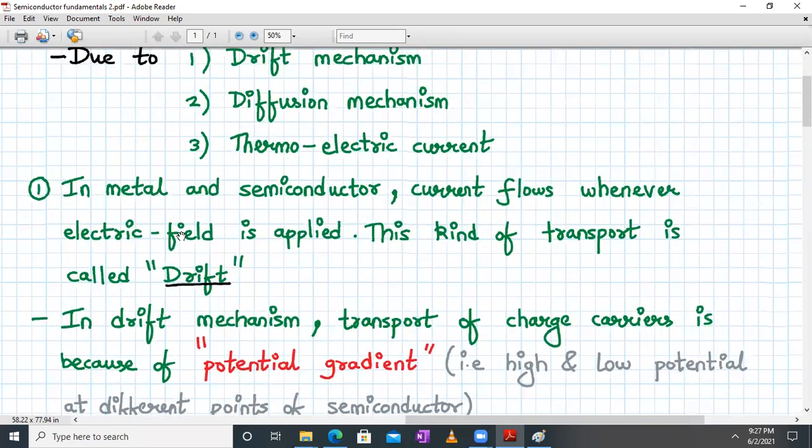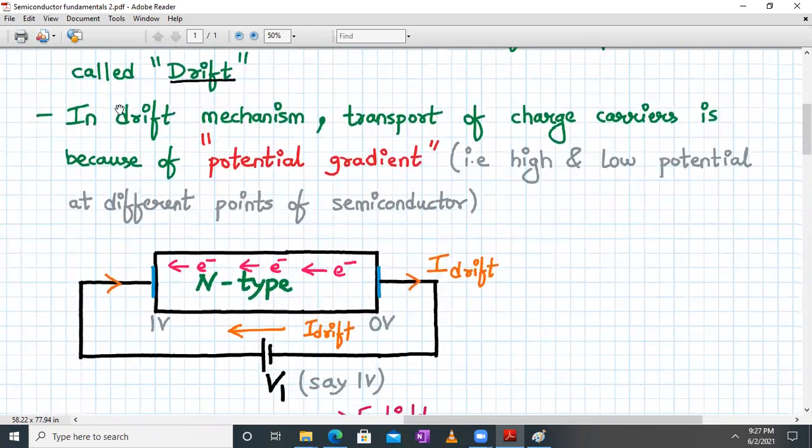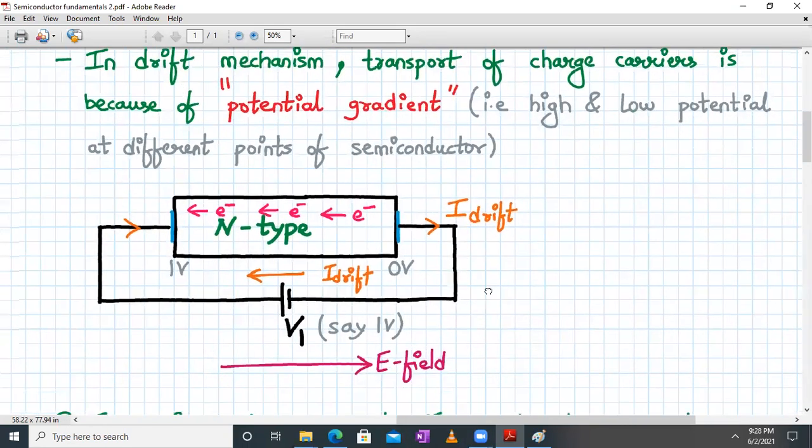In metals and semiconductors, current flows whenever an electric field is applied. This kind of transport is called drift. Let us investigate it more. Basically, in a drift mechanism, transport of charge carriers is because of a potential gradient. What do you mean by potential gradient? You can have a high or low potential at different points of a semiconductor. Let us see an example.